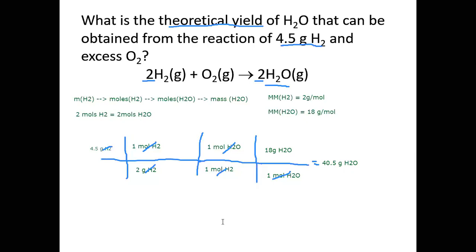And this is referred to again as the theoretical yield. So the theoretical yield is the maximum amount of product that can be produced by the reactant that gets completely consumed.